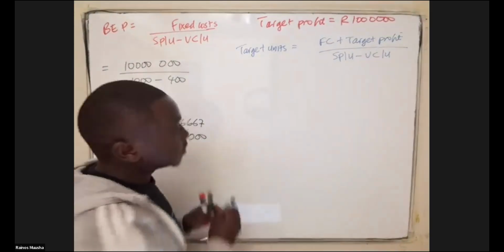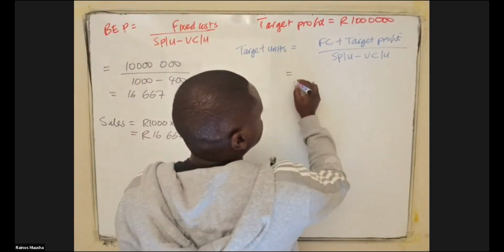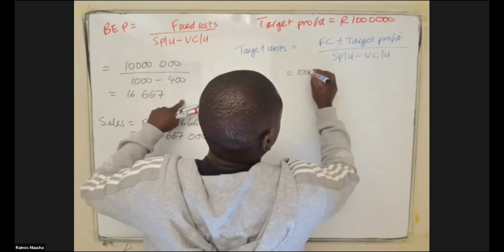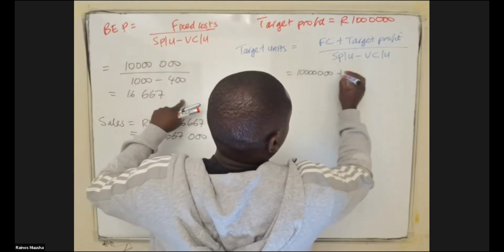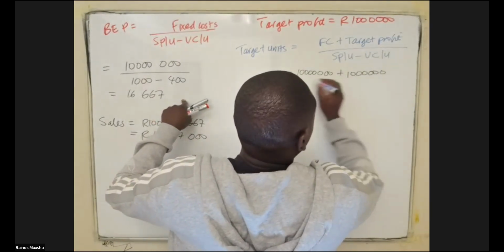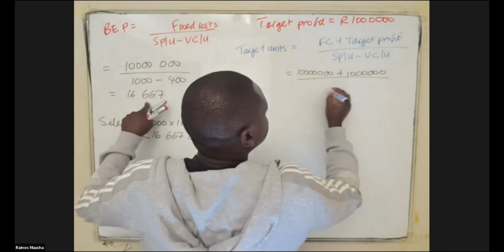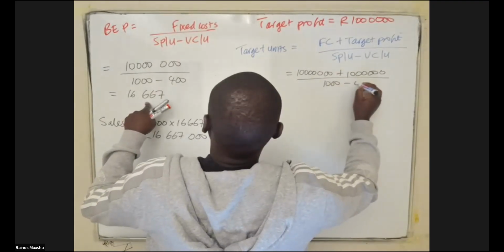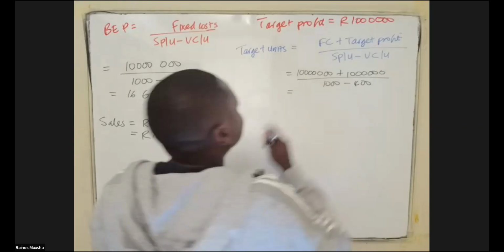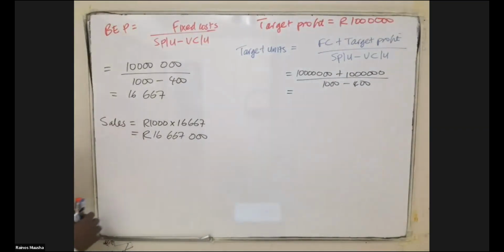So in this case, it would be equal to our fixed costs of 10 million, plus our target profit of 1 million, divided by our selling price per unit of 1,000 minus 400. So for us to be able to achieve this target profit, how many units do we need to sell? How much do you get?